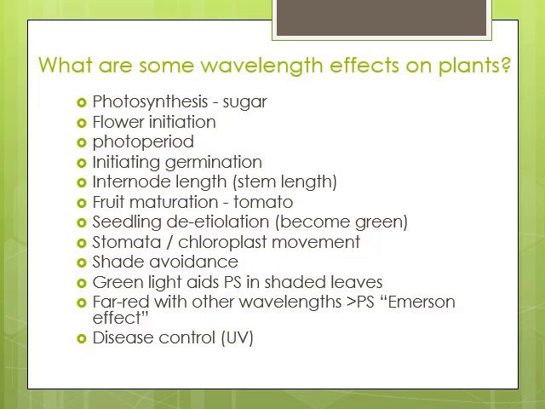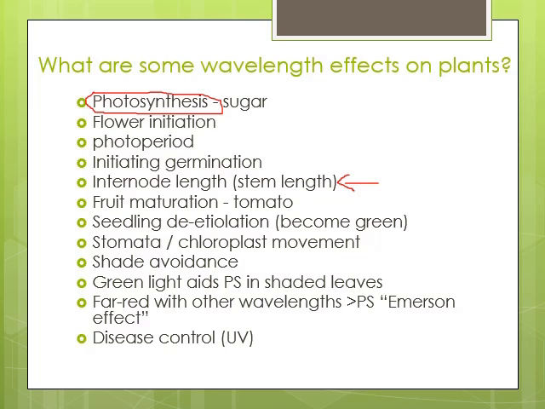Obviously, photosynthesis is a key player. Flower initiation, photoperiod, we've talked about that. Initiating germination, we've talked about that. We've alluded to internode length, where we talk about controlling crop heights, but we spent more time focusing on just light intensity and temperatures to control that. Fruit maturation, so we'll dig into that a little bit with tomatoes.